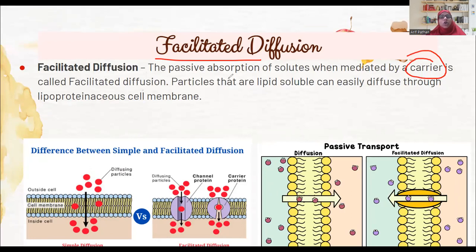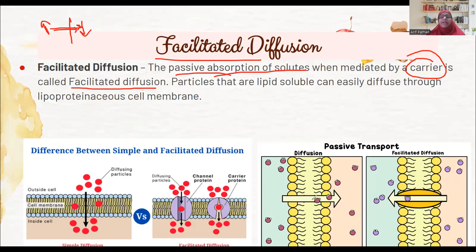Okay, the absorption of solute is passive absorption only, no active absorption. When mediated by a carrier, it will be called facilitated diffusion. Simple diffusion is movement from higher concentration to lower concentration, so the movement will take place simply. No one is involved over here. Automatically a concentration gradient has been set up, so movement will take place in this direction.